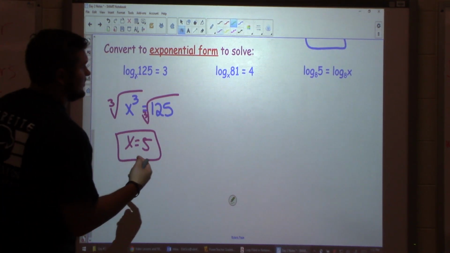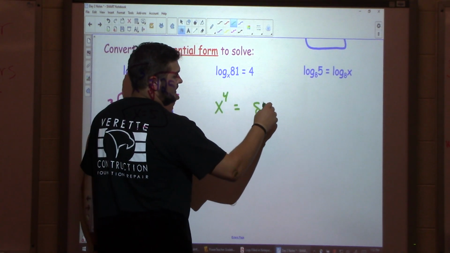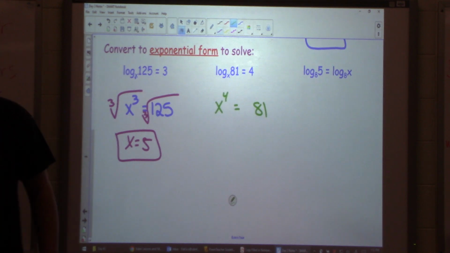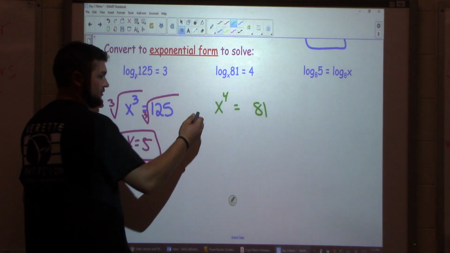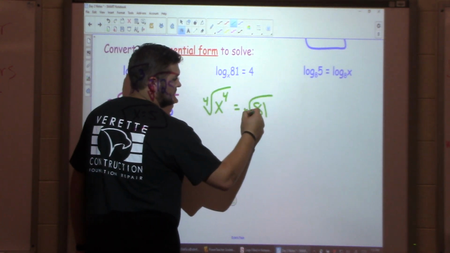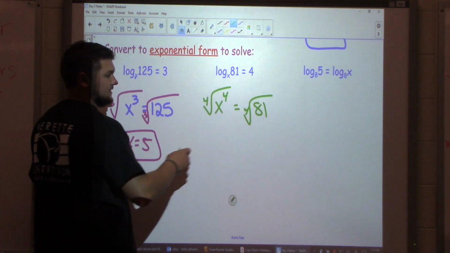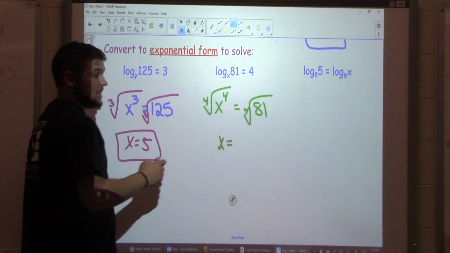Log base x of 81 equals 4. X to the 4th power equals 81. To solve it, I need to do the what? How do I solve that one? Not the square root, the fourth root. Be really careful, square root means 2. Take the 4th root of 81 on both sides. You should get x equals 3.